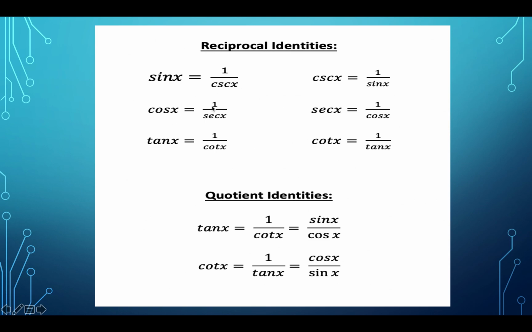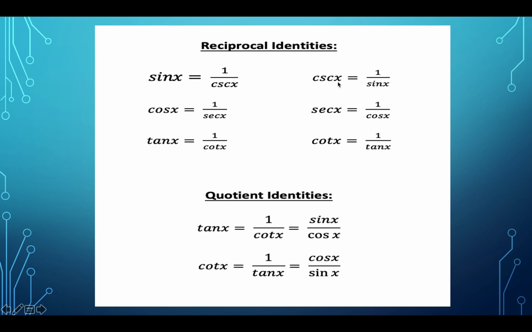Cos x is equal to 1 over secant x, or 1 over secant x is equal to cos x. Tan x is equal to 1 over cotan x, or 1 over cotan x is equal to tan x.